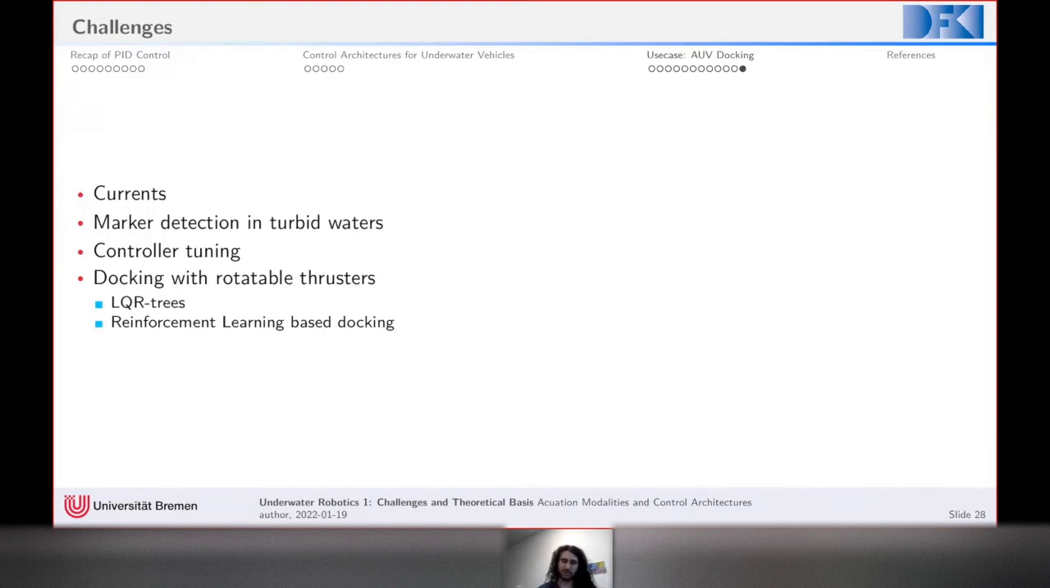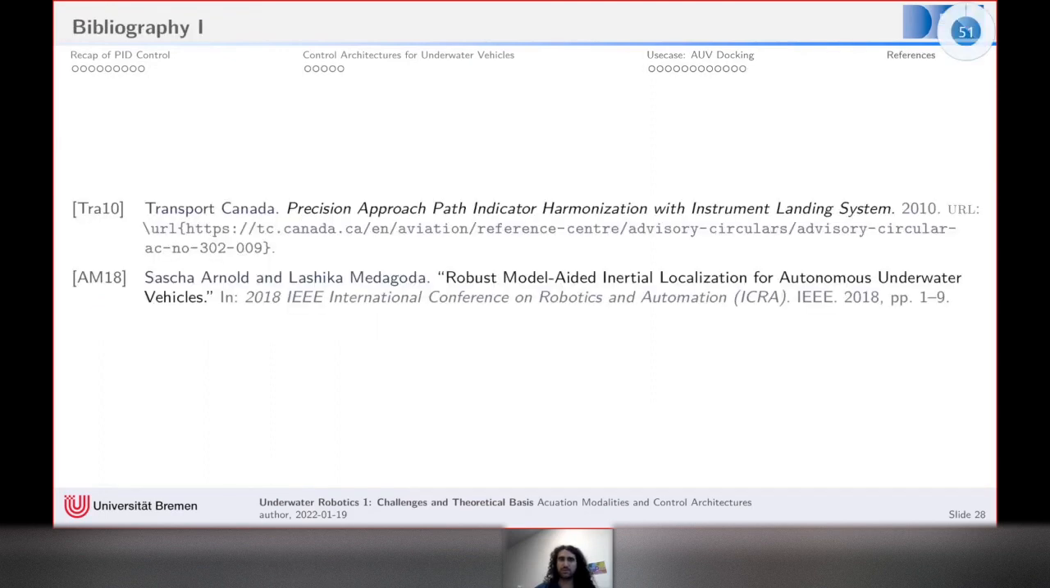And for this, as I mentioned earlier, there are two methods that we're trying to test at the moment and compare to each other: LQR trees and reinforcement learning based docking. So hopefully in the next workshops in the project, I will be sharing a bit more results on these two topics. Yeah, so that's it so far for this part.